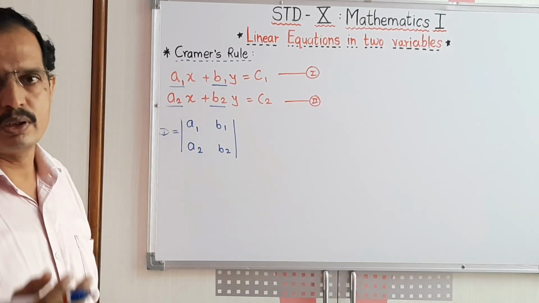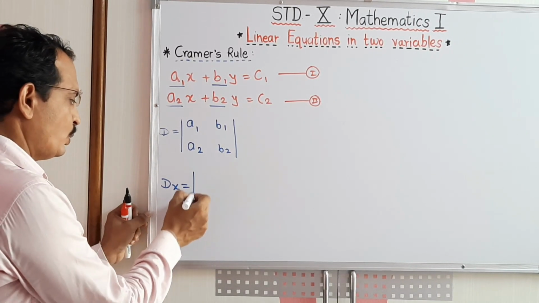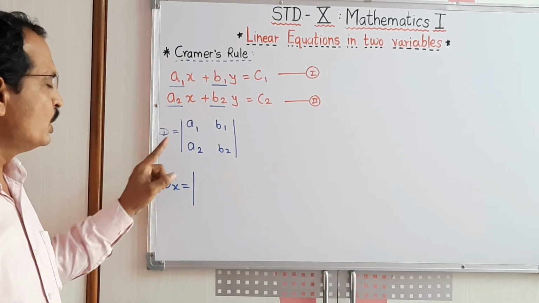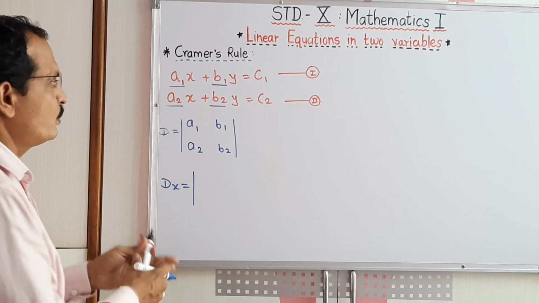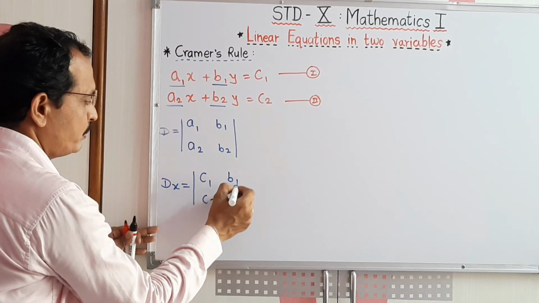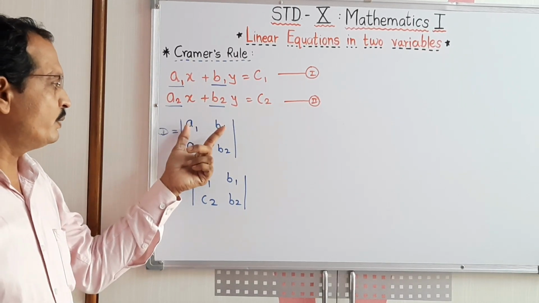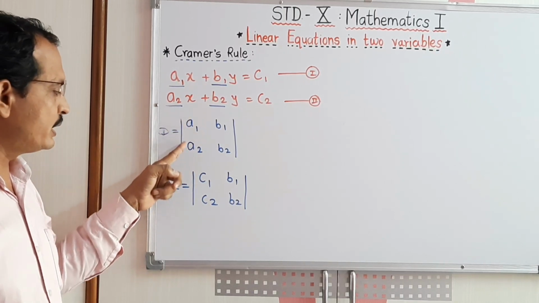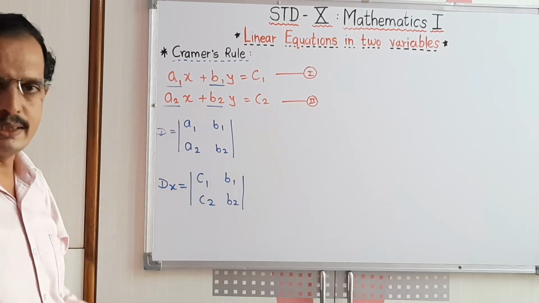Afterwards, we have to find out another determinant, that is determinant Dx. Now we have to write here determinant Dx. While writing the determinant Dx, we have to replace this a1 a2 with c1 c2. Therefore we can write here c1 c2. Then here we have to write b1 b2 as it is. First of all, understand this D: a1 a2 b1 b2. Then Dx, in this we have to replace a1 a2 with the constants c1 c2, and b1 b2 as it is.